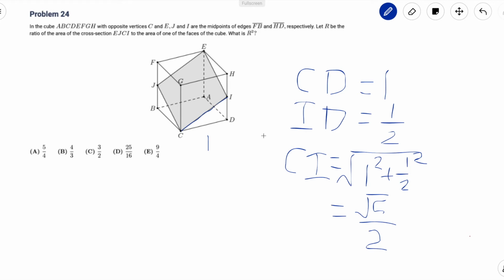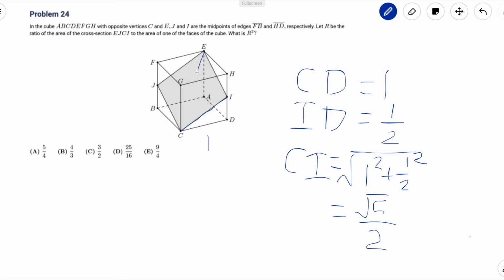EJ is also equal to root 5 over 2, and CJ is also equal to root 5 over 2. Since all four side lengths of the quadrilateral we're trying to find are equal, EJCI is just a rhombus. And in a rhombus, the area is just 1/2 the product of the diagonals.